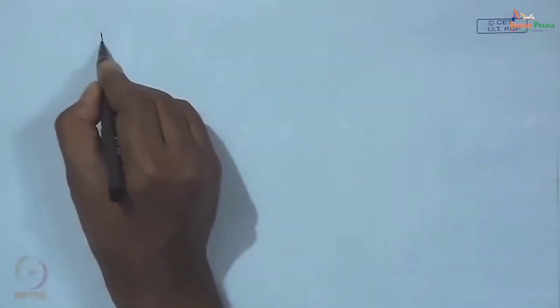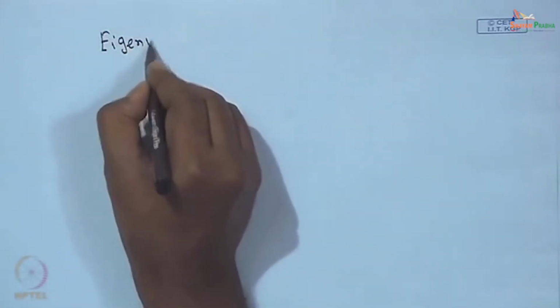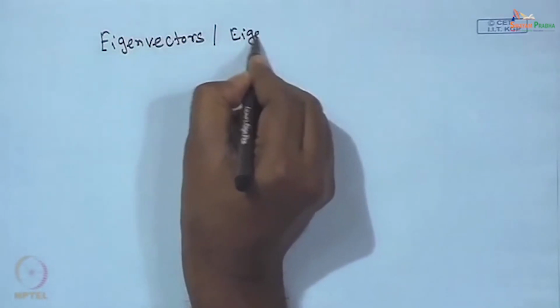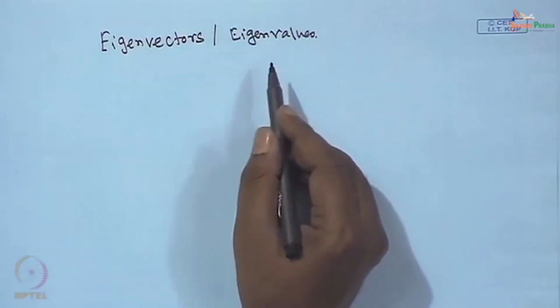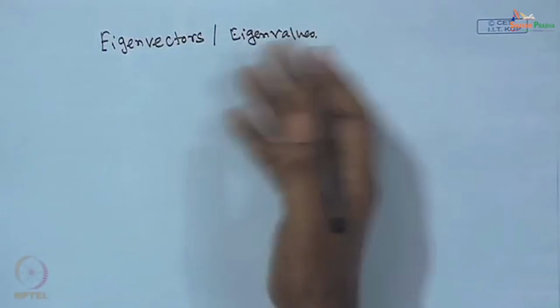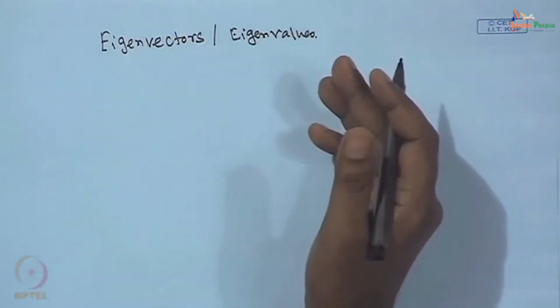So, what is the physical significance of eigenvalues and eigenvectors? The eigenvectors are basically the characteristic coordinate system. For example, for a 3-dimensional system, any vector can be represented along the x axis, along the y axis, along the z axis. So, by the 3 unit vectors it can be expressed.